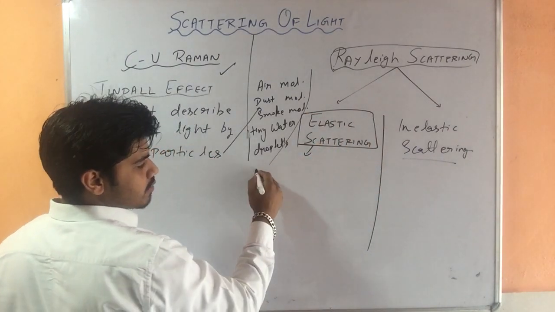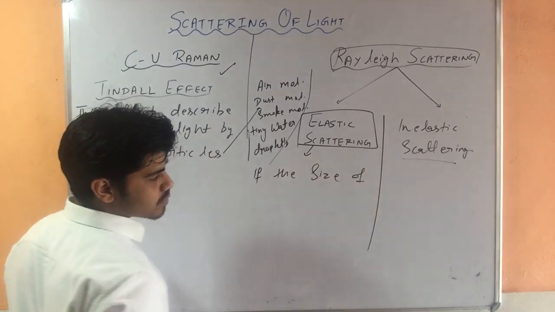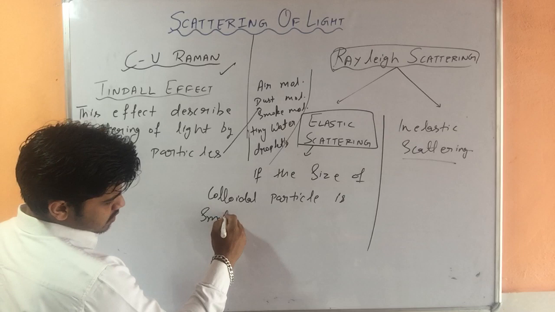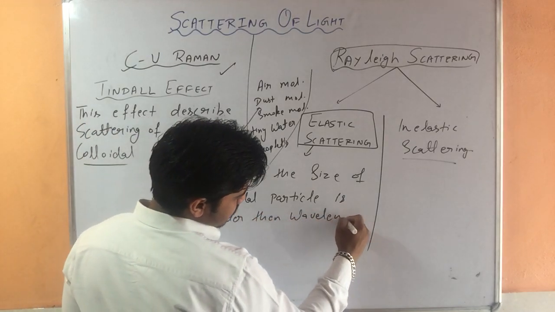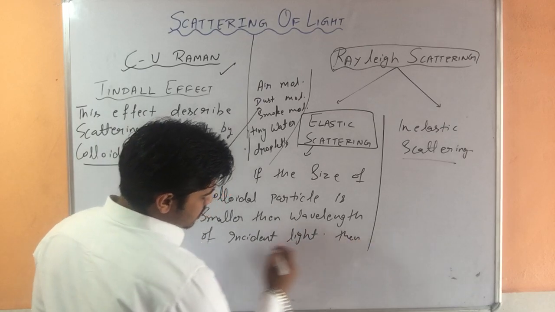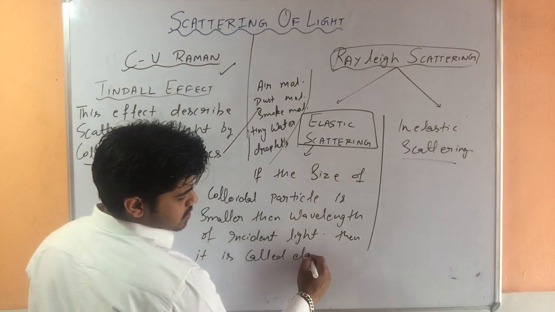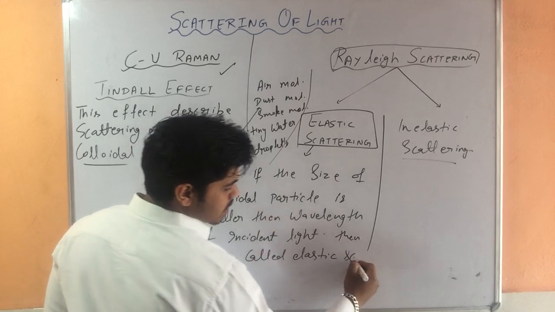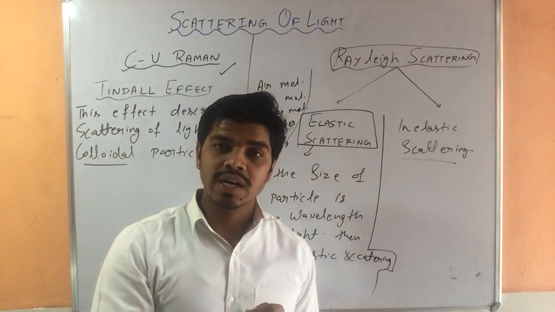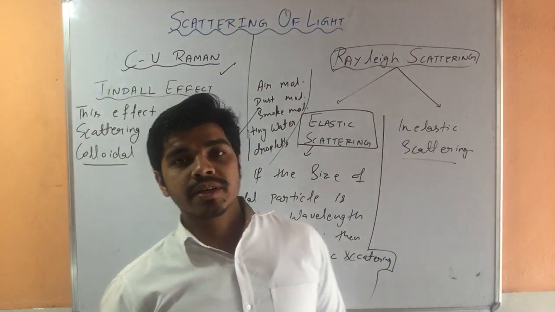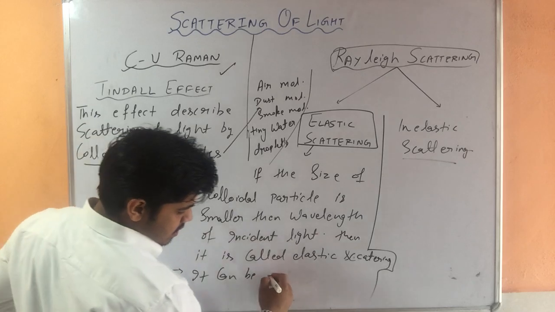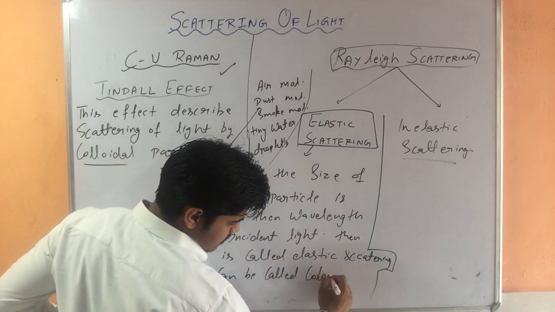Elastic scattering: if the size of the colloidal particle is smaller than the wavelength of incident light, then it is called elastic scattering. And students, elastic scattering is also called colorful scattering, because all colorful effects of scattering are explained by elastic scattering only.